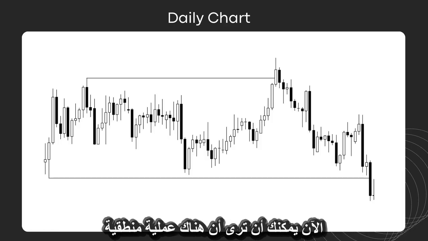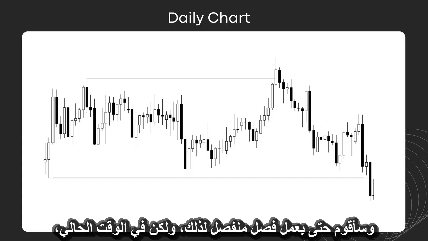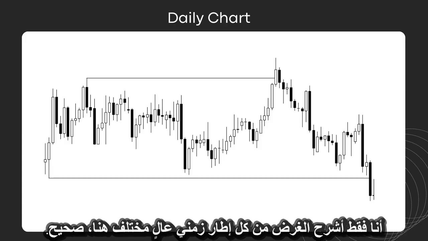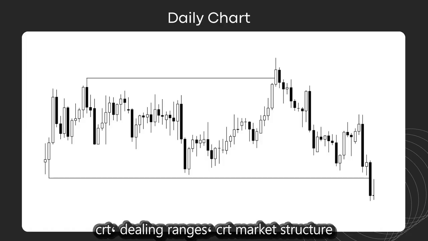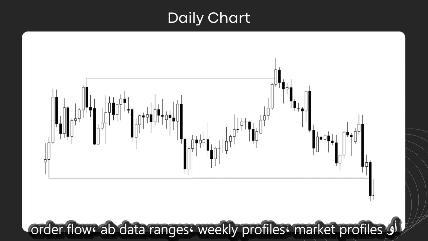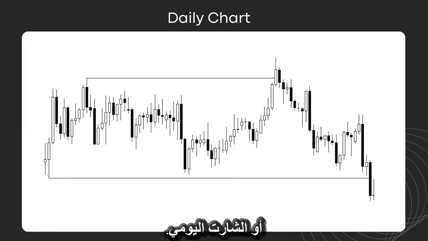Now you can see there's a logical process and framework for how you're going to do that, and I'll even make a separate chapter for that. But for now, I'm just explaining the purpose of every different higher time frame here. We're going to use concepts like CRT, dealing ranges, market structure, order flow, data ranges, weekly profiles, market profiles, and so on to analyze price action on the higher time frames such as the weekly, the monthly, or the daily chart, and then reach a conclusion.